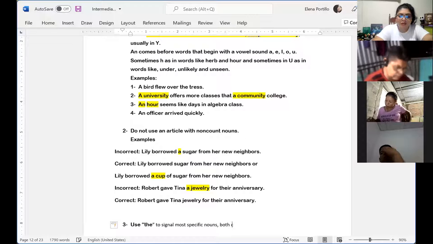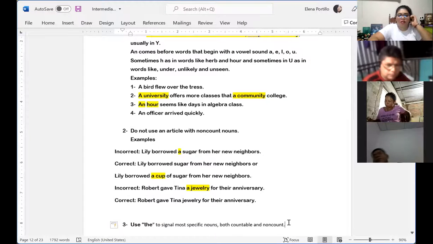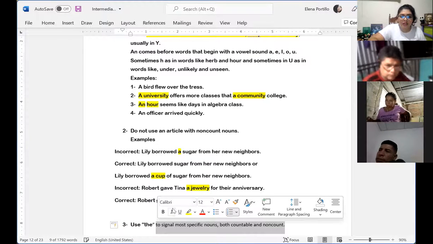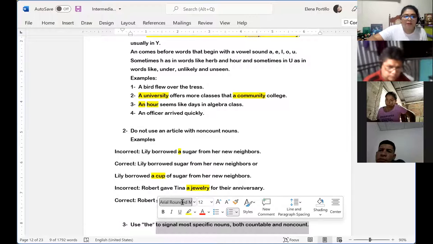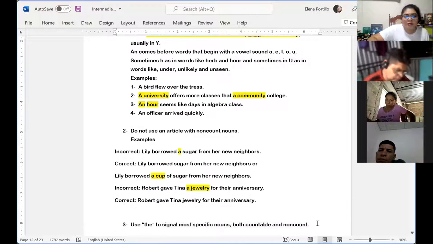Both countable and non-count. In this case, we are using the to signal most specific nouns. In this case, we can use it with countable and uncountable nouns. This is not like a number and a specific number. We can use it with both of them.